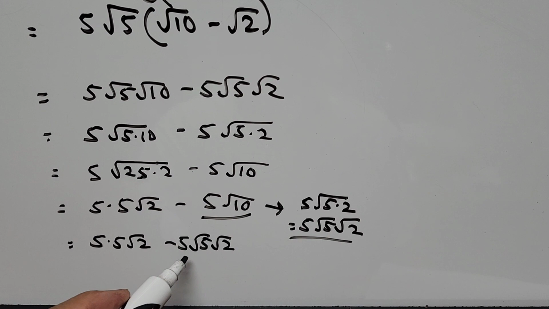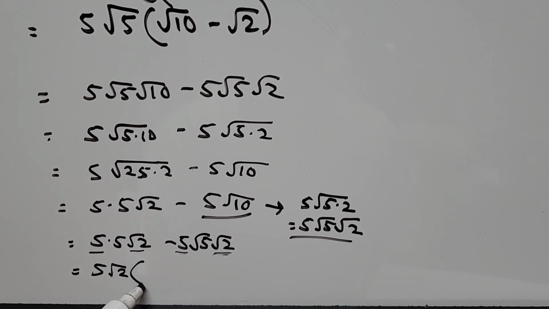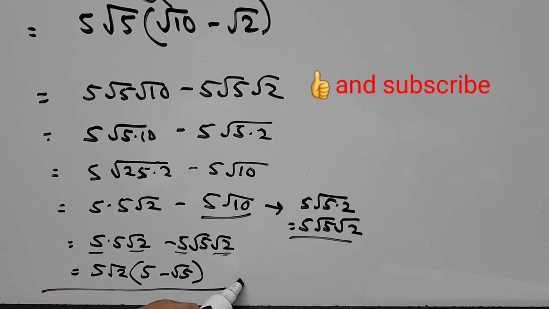Factoring out 5 and the square root of 2 the same way on the left term, we have 5 square root of 2 times the quantity 5 minus square root of 5. So this is now our final answer.